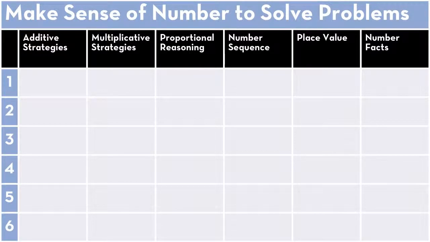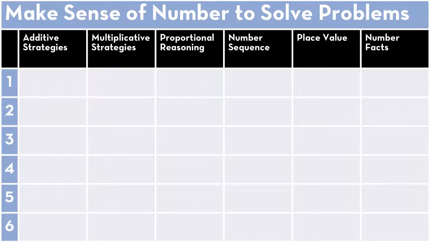Okay, if you have a look on the screen here, I've got a blank grid. This is a strand chart for the make sense of number to solve problems strand. So you can see the strand goes long ways across the screen, and inside each strand there is a number of progressions, and here we've got 6 number progressions.